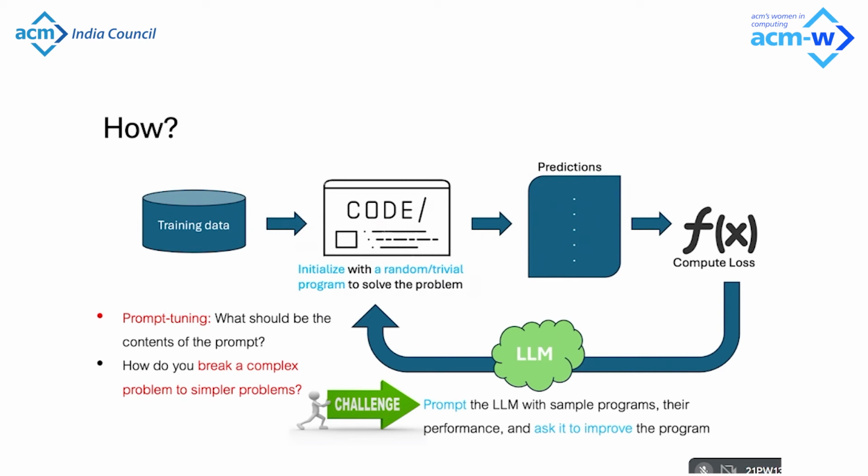Can I do it automatically, or do I have to come in and hand engineer and say, these are the different sub problems to be solved? Of course, I would like it to be automated. How do I prompt? What should be in the prompt that I'm giving to the LLM? How do I give it feedback? So these are open problems, research challenges that need to be solved.